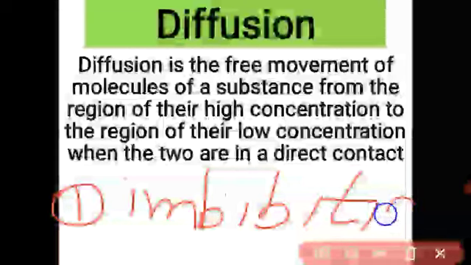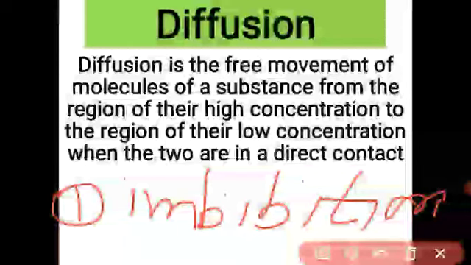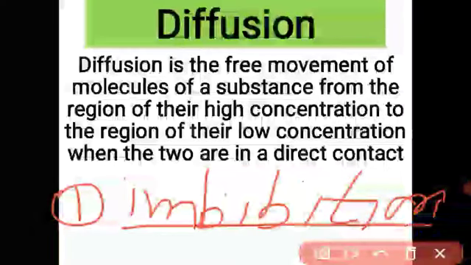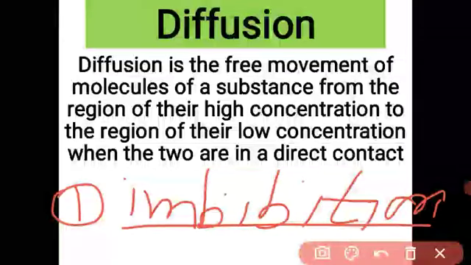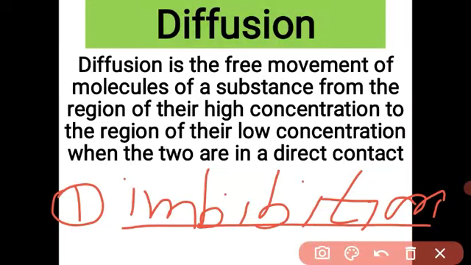Imbibition means the phenomenon by which living or dead cells absorb water through the surface area. Whenever we put a dry seed into water, the outer covering of the dry seed is very dry, but it absorbs the water from the surrounding. This is called imbibition.